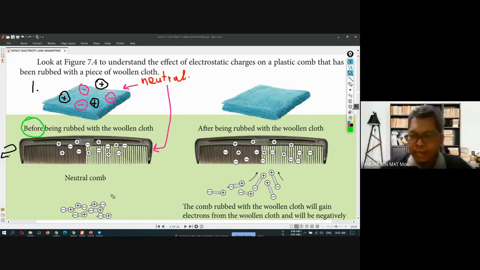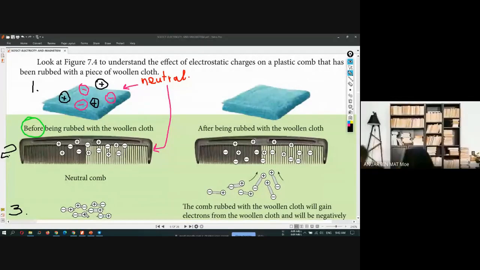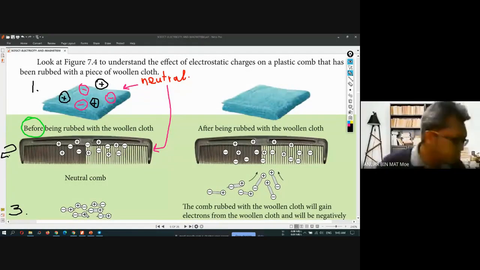And then what happened to the pieces of paper at the bottom here? This is the pieces of paper. Also what? Neutral, positively charged, or negatively charged paper over here? Number three, down there. The pieces of paper, positive, negative, or neutral?